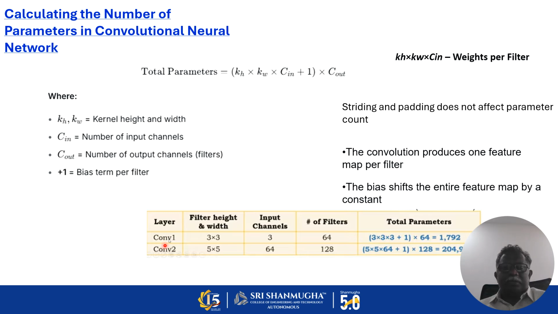For example, if you have the first convolution layer, the kernel area is 3 into 3, the number of input channels is 3, and the number of filters is 64. You multiply all these to get the weights per filter, then add the bias term, and multiply by the number of filters, that is 64. So the number of parameters that we use for this size is 1792. When you keep on increasing the filter size, obviously your number of parameters will increase.